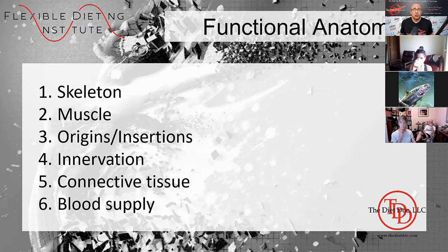But from a functional anatomy perspective, for physical medicine and anybody in athletic training at any level, it's first understanding the anatomy of the skeleton, the muscle. Muscle inserts and originates on bones in certain ways to move in certain directions. And so there are all kinds of joint things to understand.